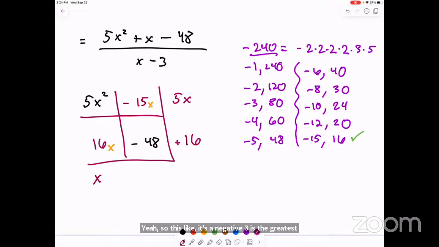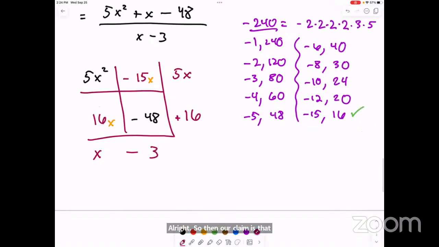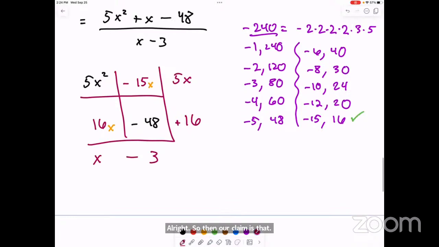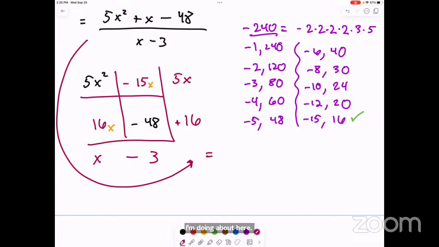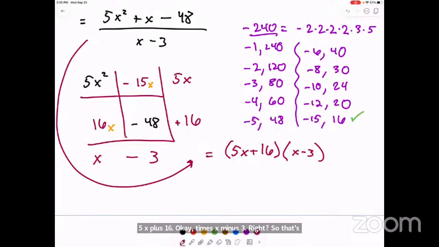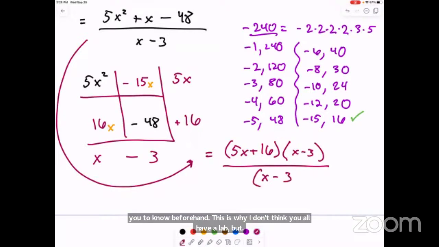So our claim is that the numerator factors into 5x plus 16 times x minus 3. So that's factoring. That's something that we expect you to know beforehand. I don't think you all have a lab, but there is some practice.